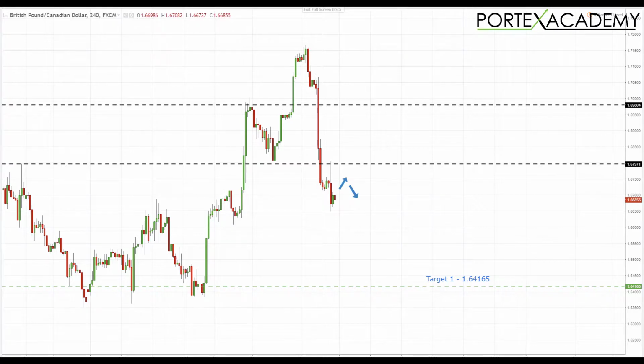Don't forget that we have interest rate decisions coming out of Australia and New Zealand next week, so bear in mind that this will probably cause some major volatility in those respective markets.